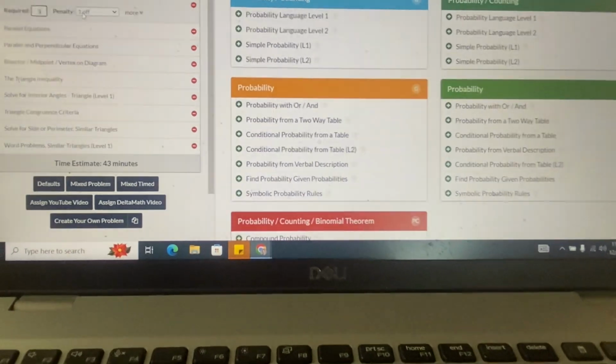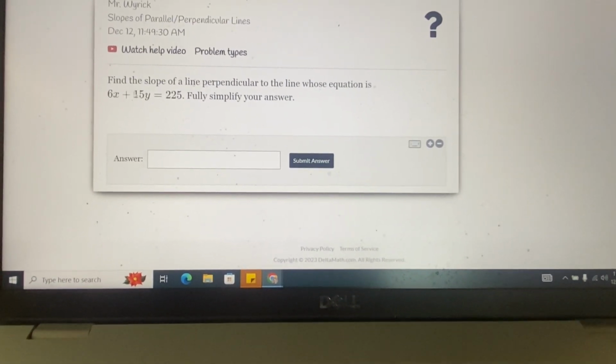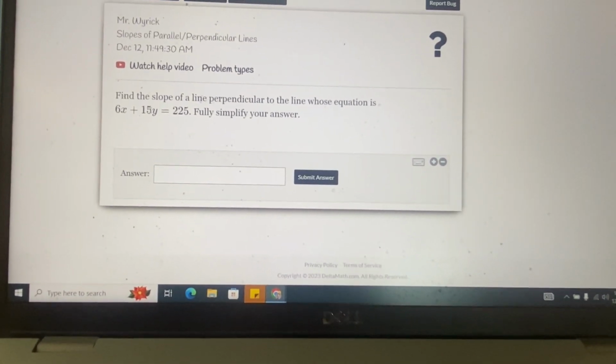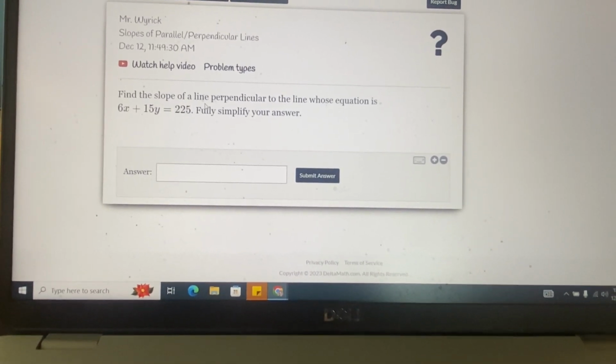On the next section, the slopes of parallel and perpendicular lines. The key here is just being able to solve this portion. You want to get it to y equals mx plus b form, but you only care about the y. Nobody cares about this 225 out here. You don't need to solve anything with it.